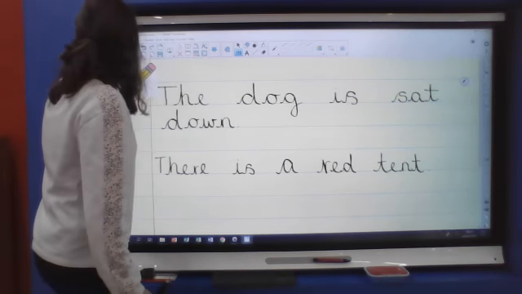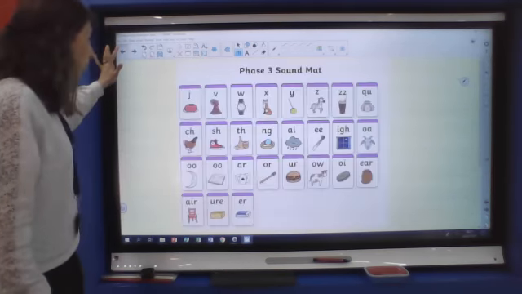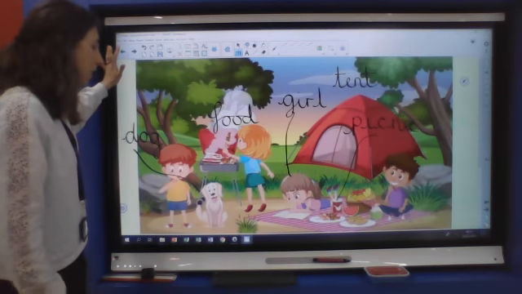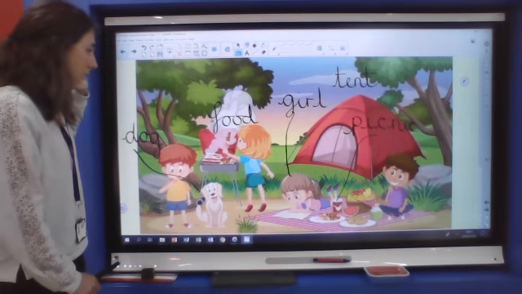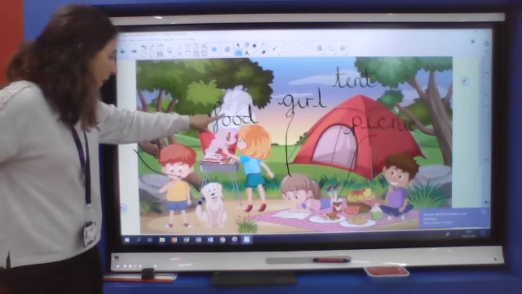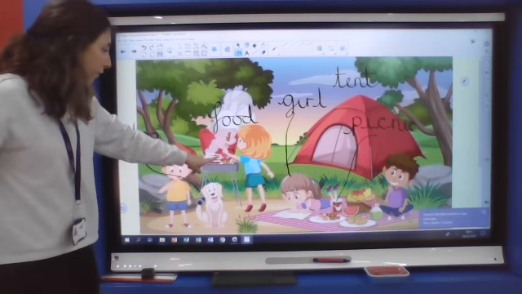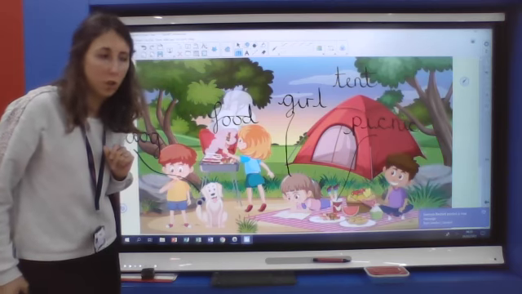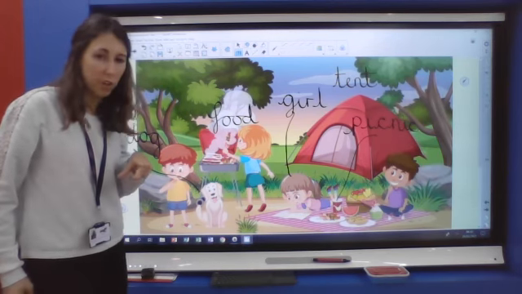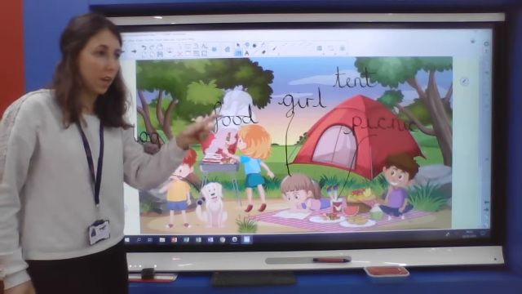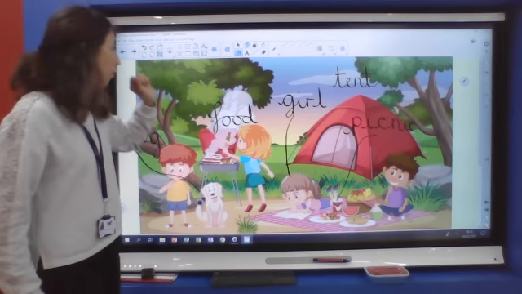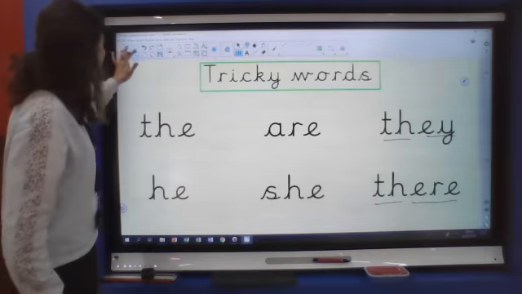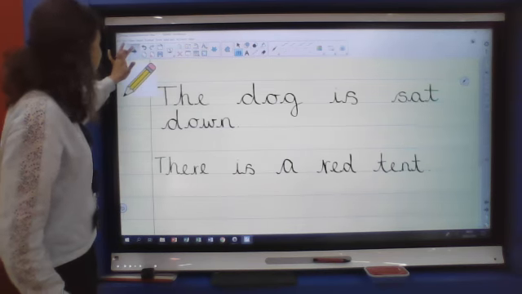Let's think about just doing one more. So I've done the dog, I've done the tent. I'm going to say something about the food. And the food is cooking, isn't it? And it looks like a lady is cooking the food. So I'm going to use tricky word she. She is cooking the food.